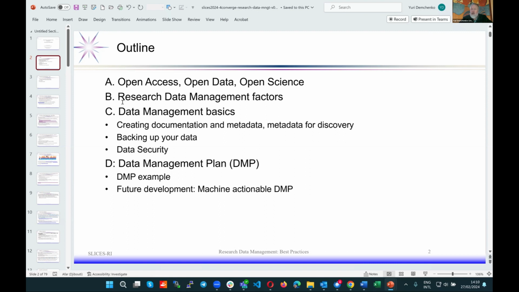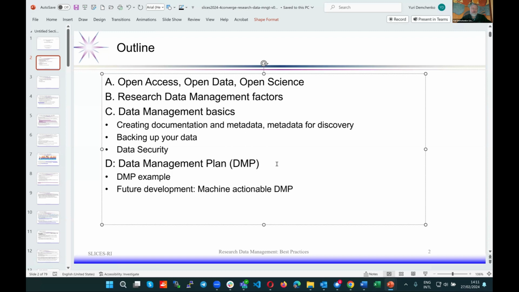we will make a Mentimeter with these two simple questions. What data management tools or practices do you use in your organization, and how much do you know about FAIR data principles? Okay, so at the end also, I will show you a data management plan.